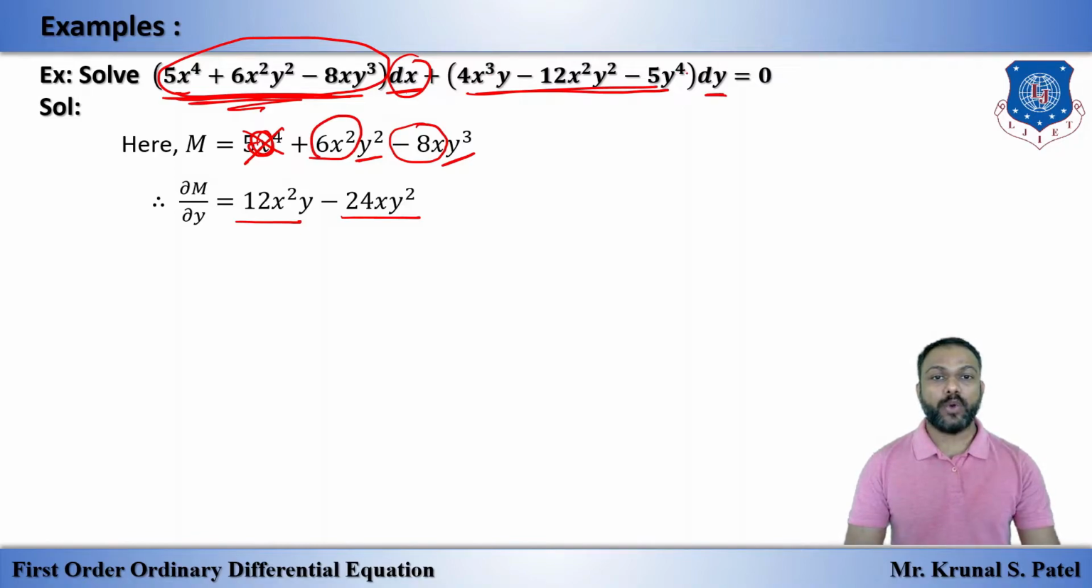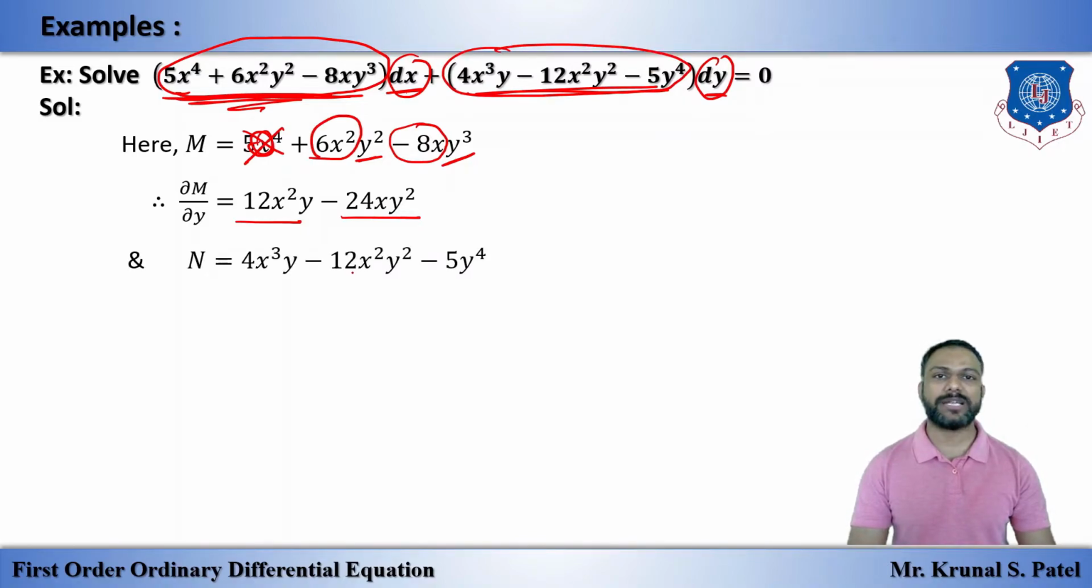Now the coefficient of dy, we will consider this as our n, and we differentiate partially with respect to x. Okay, so we differentiate partially with respect to x, so this 4 and y are treated as constants, and the differentiation of x cube is 3x square, so multiplying with 4, we get 12x square y.